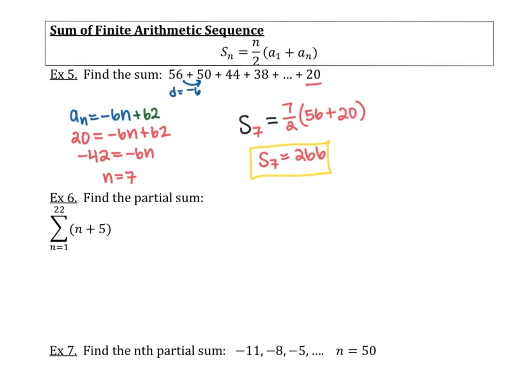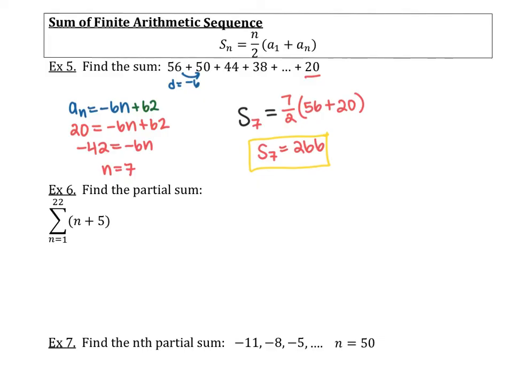Okay, let's play with this formula a little more. For example 6, it says find the partial sum from n equals 1 to 22. And I can use the formula for this problem as well. The way I know it is arithmetic is, if I look at the formula, it's 1 times n plus 5, so it's going up at a constant rate because it has that 1n there. And actually the difference would be 1. Not that I need it right now, but it would be 1.